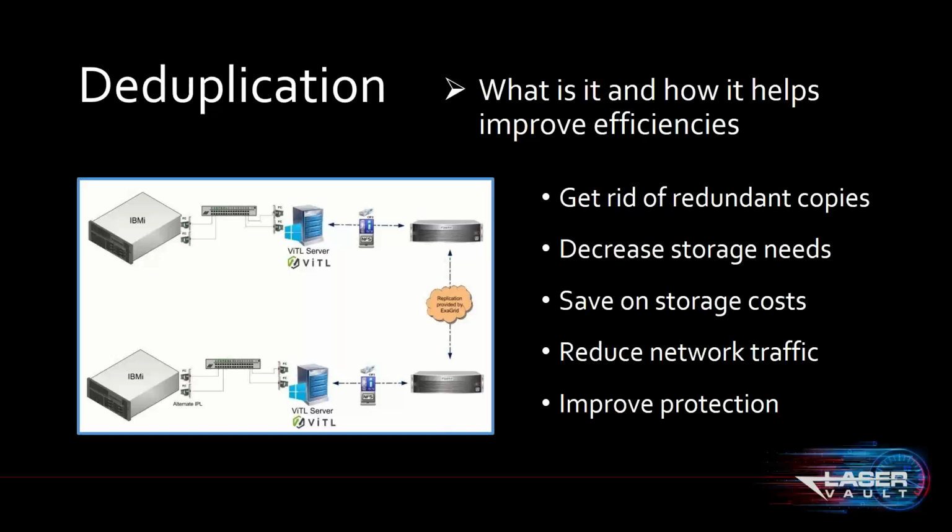Deduplication greatly decreases storage needs, 10 times or greater with data deduplication. So you're saving considerably on storage costs. You're reducing network traffic, specifically for replication of your backups, to where you're replicating 10 times less data than you would if you were using non-compression or just standard compression. And you're also able to improve protection by having multiple copies and easily being able to copy those backups, because you're copying less data. You're replicating less data.